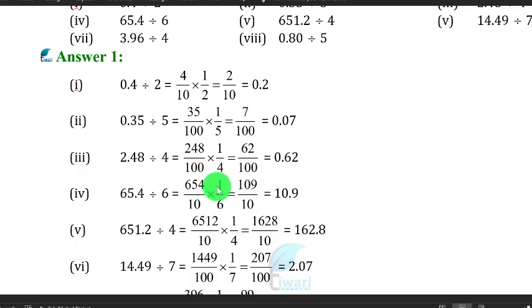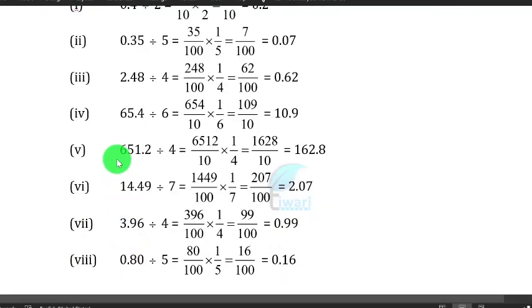So 109 into 1 is 109. So the denominator is 1, so 10 into 1 is 10. So 109 by 10 is nothing but 10.9. So we can move to question number 5 here. In question number 5, the given question is 651.2 divided by 4. So 651.2 will be written as 6512 divided by 10. Inverse of division is multiplication.